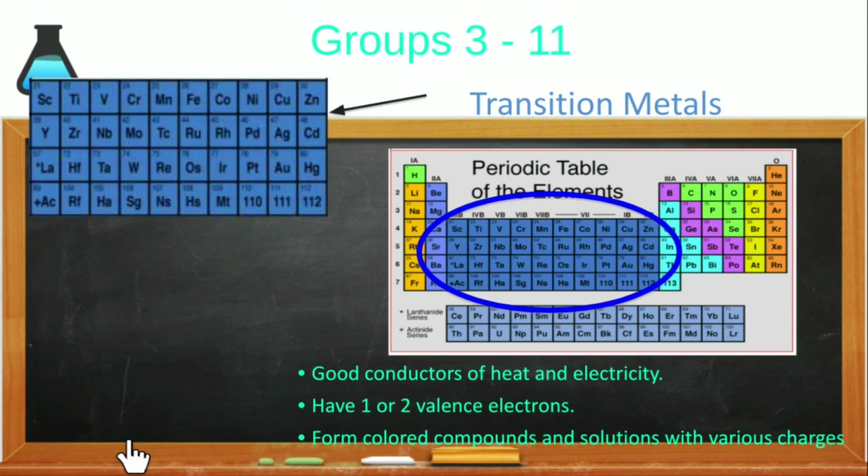So here you can see the transition metals. They're kind of located in the middle of the periodic table.